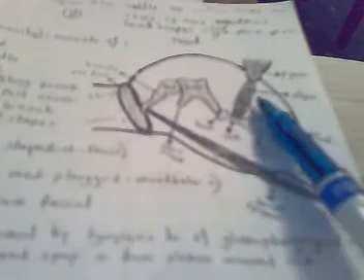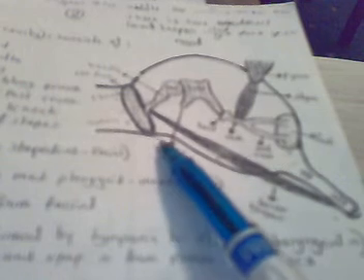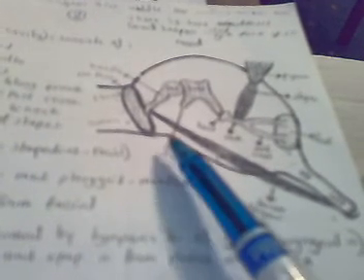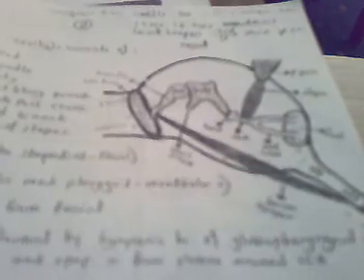The other thing that you should know is that the stapedius is supplied by the facial nerve, and the tensor tympani muscle is supplied by the nerve to medial pterygoid, which is a branch from the mandibular.